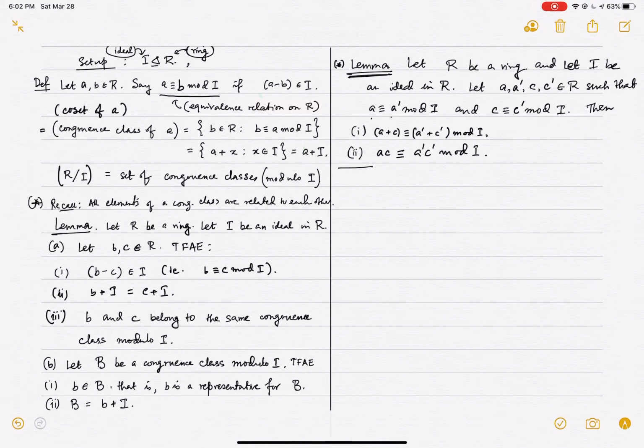The coset of an element a means all the elements of the ring that are congruent to a mod I, which happens to be the set of all elements of the form a plus x, where x varies over I. This set is denoted by a plus I. And all these cosets are elements of this set R mod I. R mod I consists of these cosets.